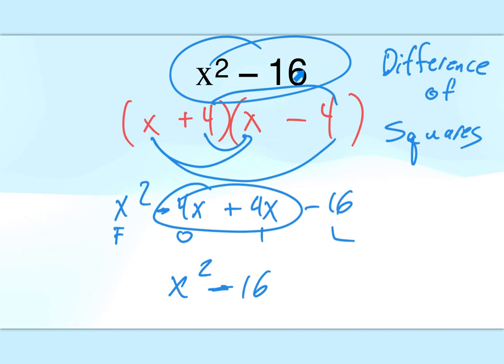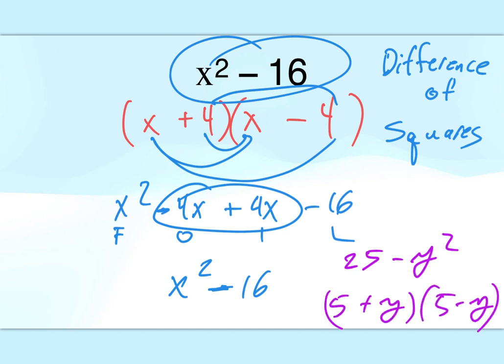For any difference of squares, really what you're looking at is the square root of the first one plus the square root of the second one, times the square root of the first one minus the square root of the second one. So if I have 25 minus y squared, that would be 5 plus y, 5 minus y.